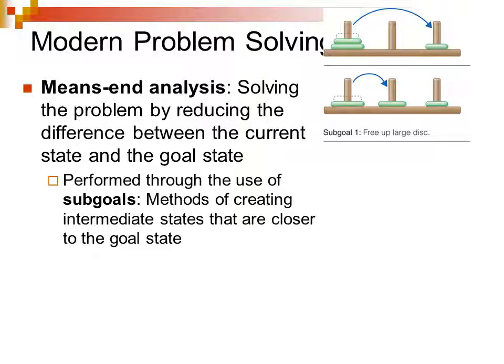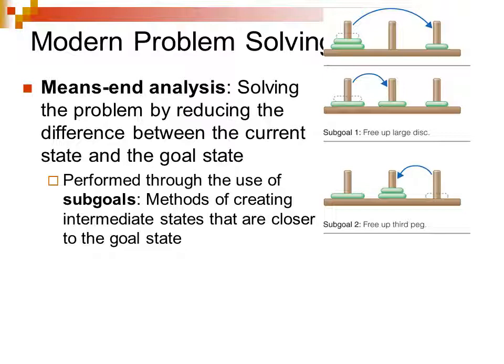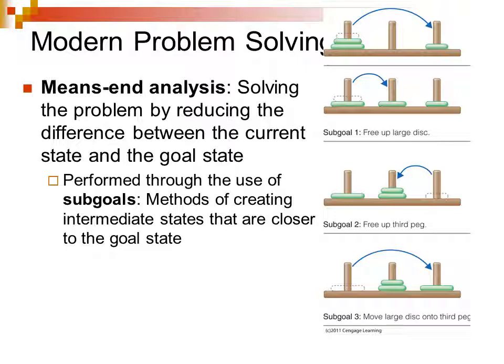Now that we have this as our intermediate state, we'll perform our means-end analysis again and ask ourselves, what can we do to reduce the difference between this current state and the goal state? Well, to get to the goal state, we need to move the disks to the right peg, so our next subgoal is to free up the third peg, the right peg. And finally, the bottom disk on the third peg has to be the large one, so our third subgoal is to move the large disk onto the third right peg. Again, notice by completing each of these subgoals, we're creating an intermediate state that is closer to the goal state.